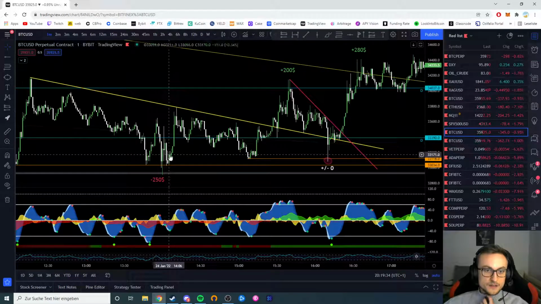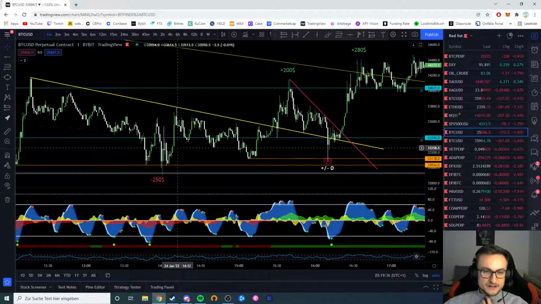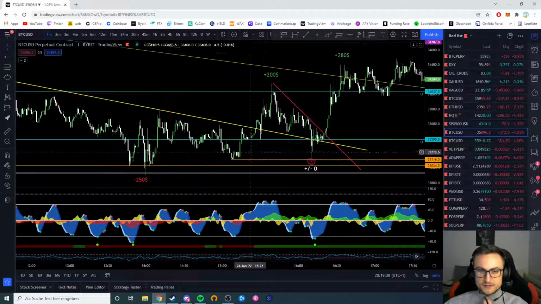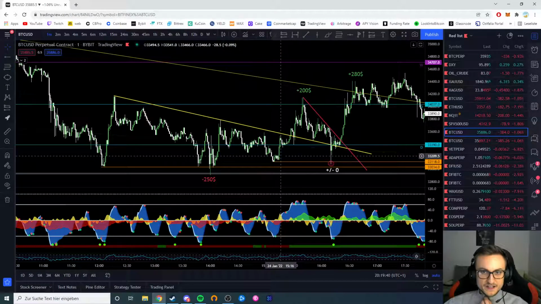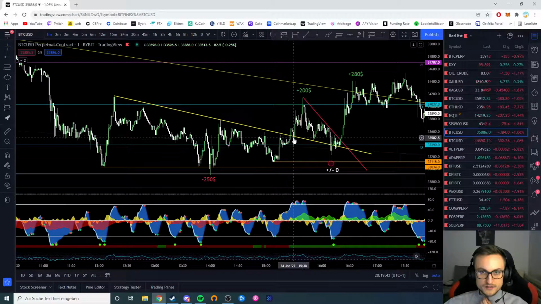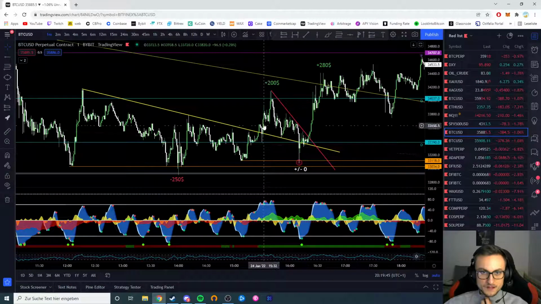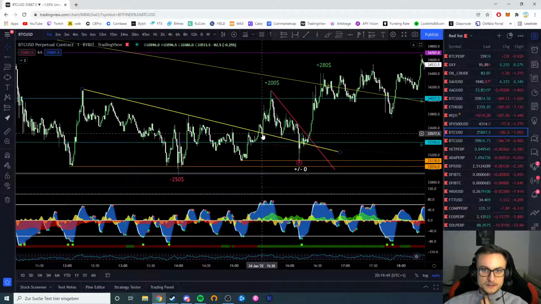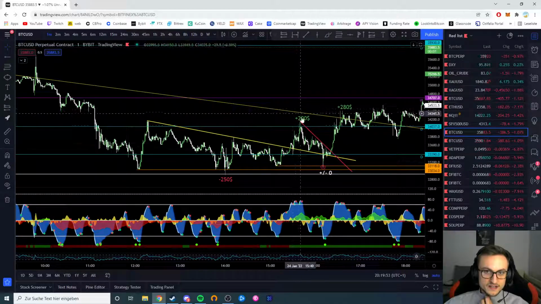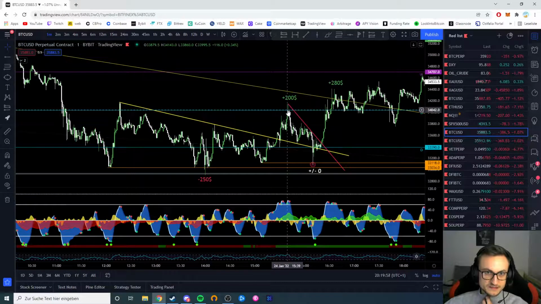So I went into the long here. It dribbled down with the S&P. Then it finally had its push up, broke this trend line, retested it as support, as you can see here, and then pumped. Over here, I took profits because of two reasons.